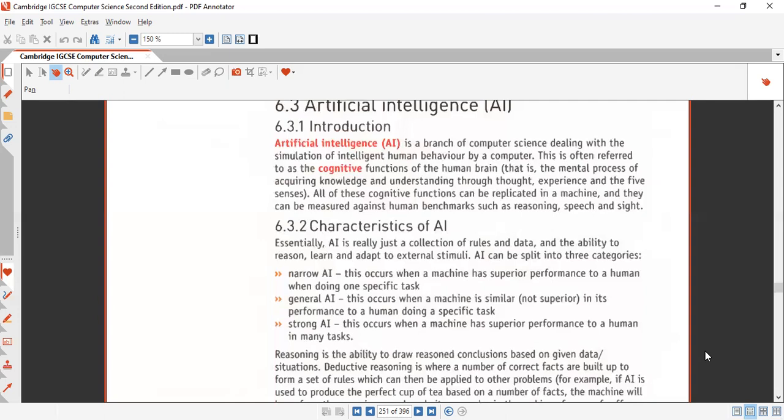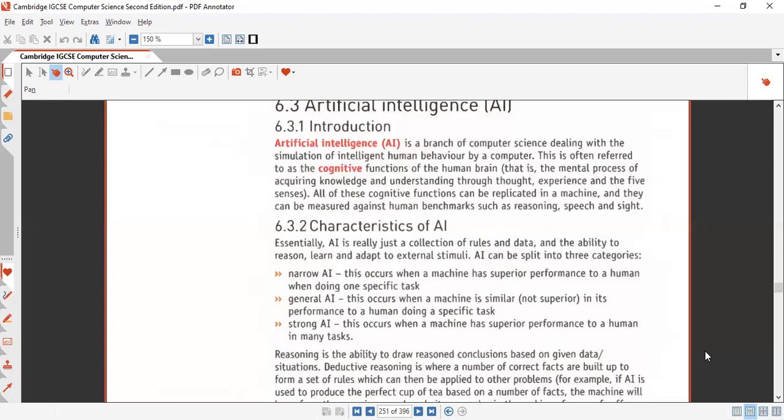Now they are saying AI is a branch of science dealing with simulating intelligent human behavior by computer. This is often referred to as the cognitive function of the human brain, that is, the mental process of acquiring knowledge and understanding through thought, experience, and the five senses. If a machine is working just like a human being, that is known as the cognitive function.